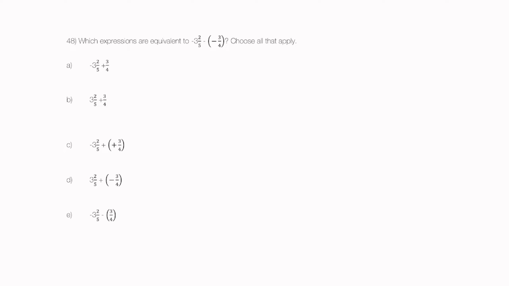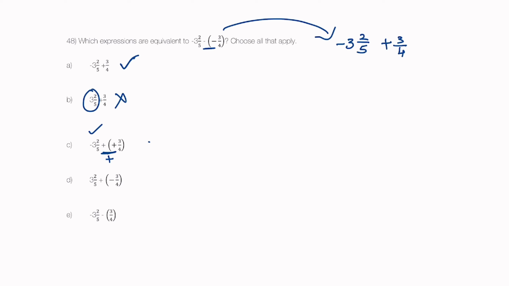Choose all that apply. Let's first rewrite this equation. What will this be? Minus 3, 2 over 5 remains as it is. Now here we have minus times minus makes it plus 3 over 4. Now let's check our equations that have the same representation. The first one is exactly the same. The next one, there is no minus sign here, so we don't take this. There is a minus sign here, yes. This plus and plus will also be plus, so it's 3 2 over 5 plus 3 over 4. It's the same, so we take this one.